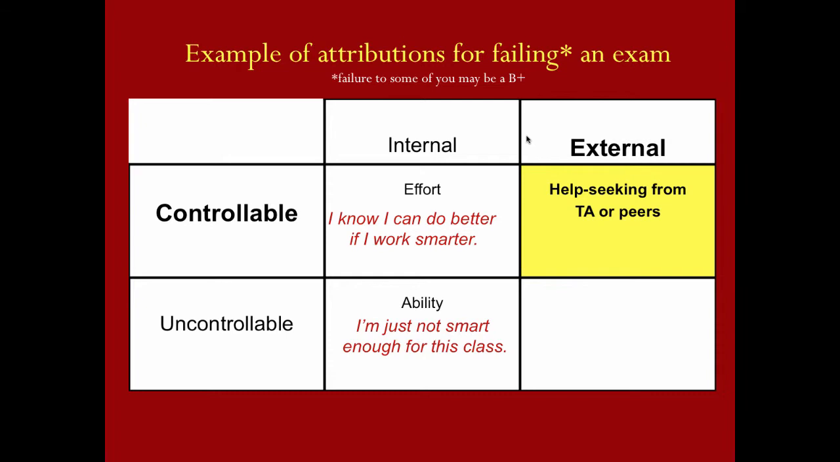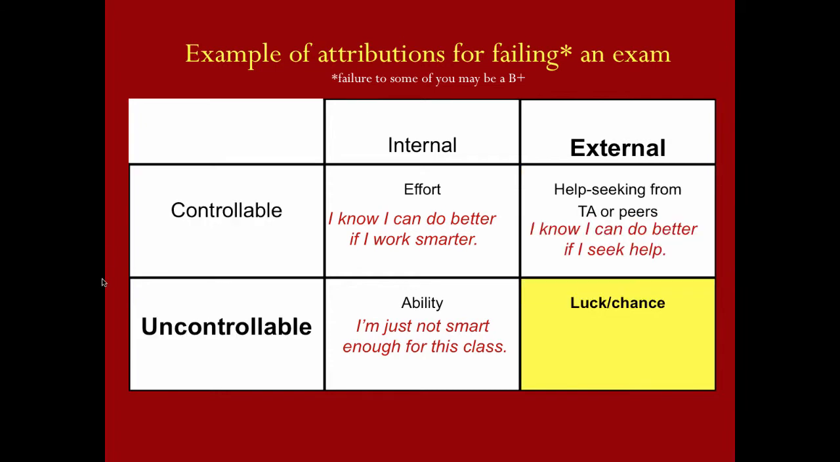A person who has an external controllable attribution for their failure may feel that they can do better if they seek help. If they seek help, which is under their control, then this could potentially increase their grade or their learning outcome. A person who has this type of belief or attribution is still going to feel more in control because they see the cause of their failure as something in their control. This will result in less anger and hopelessness.